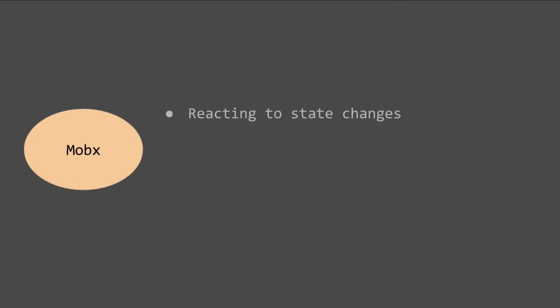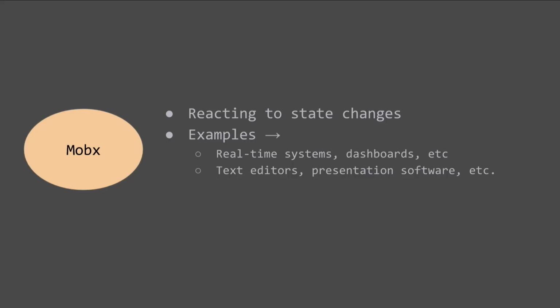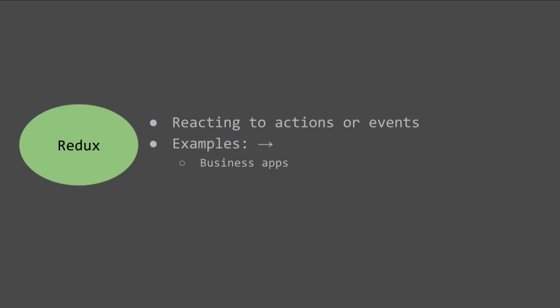So overall, I think MobX really works well when you're reacting to state changes because of its reactivity and its ability to give you that magical feel that it's just reacting. So things like real-time systems, dashboards, text editors, presentation software. It's not as good for event-based systems, where there's an event happening and multiple updates to state that need to happen. Whereas with Redux, you're thinking in terms of actions or events, and so I think it works better for business applications, event-based systems, or another example is game events that involve a complex reaction, where multiple parts of the UI need to change.